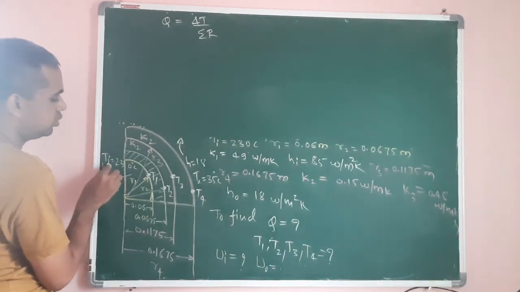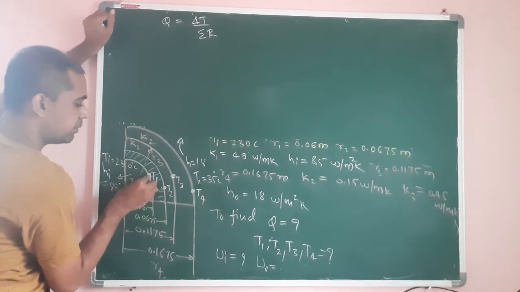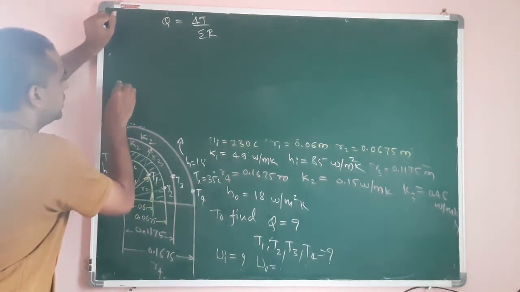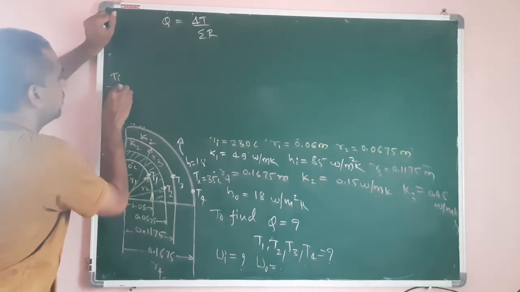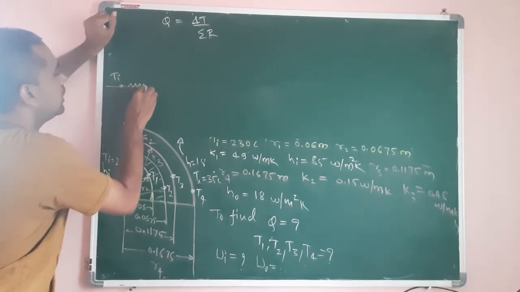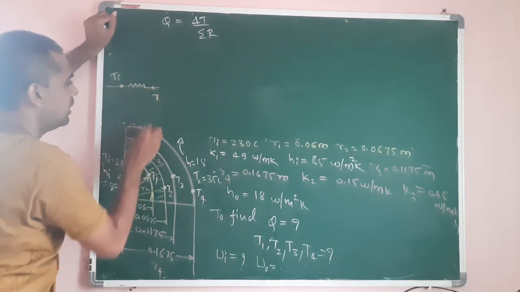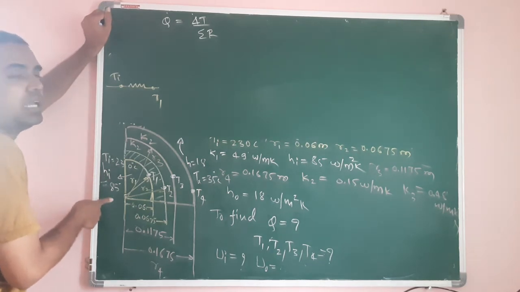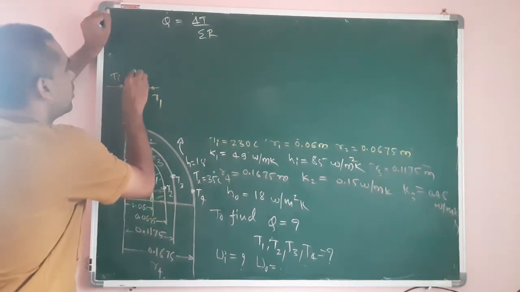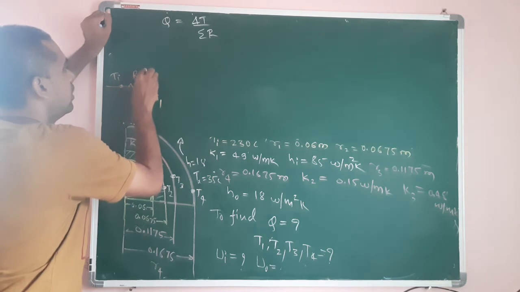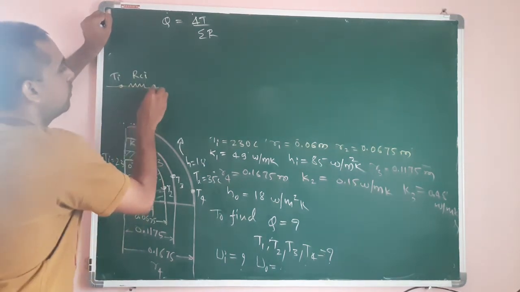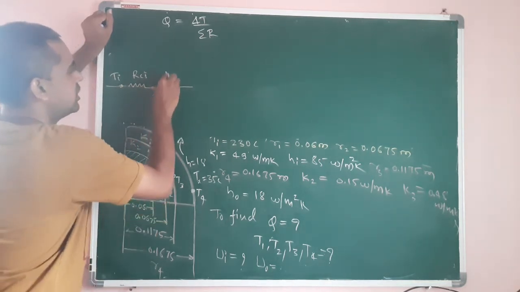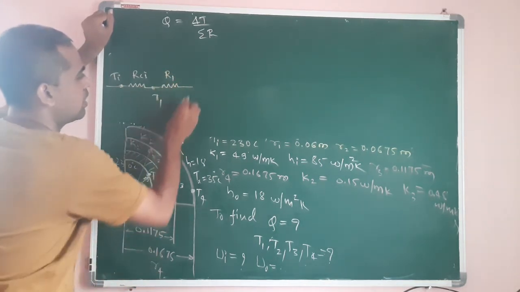Inside the temperature is Ti, that is 230. This surface temperature is T1. From that to T1 there is a convection heat transfer with convection heat transfer coefficient 85. This I will call RC1. Further, from T1 to T2 there is conduction heat transfer, therefore I will call it as R1.